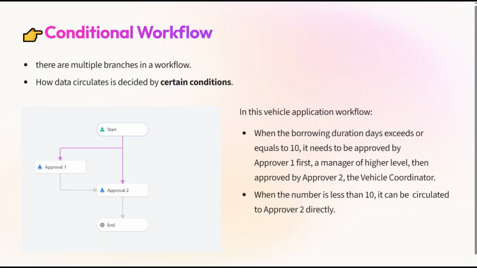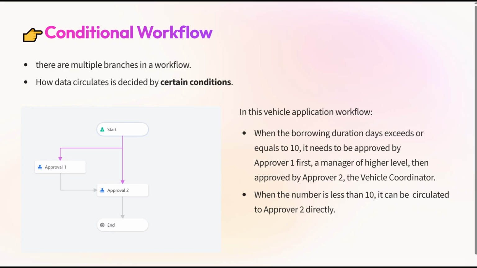Now let's explore the third type, conditional workflow. In this kind of workflow, there are multiple branches. How data circulates is decided by certain conditions. For example, in this vehicle application workflow, when the borrowing duration days exceeds or equals 10, it needs to be approved by Jodoo official first, a manager of higher level.